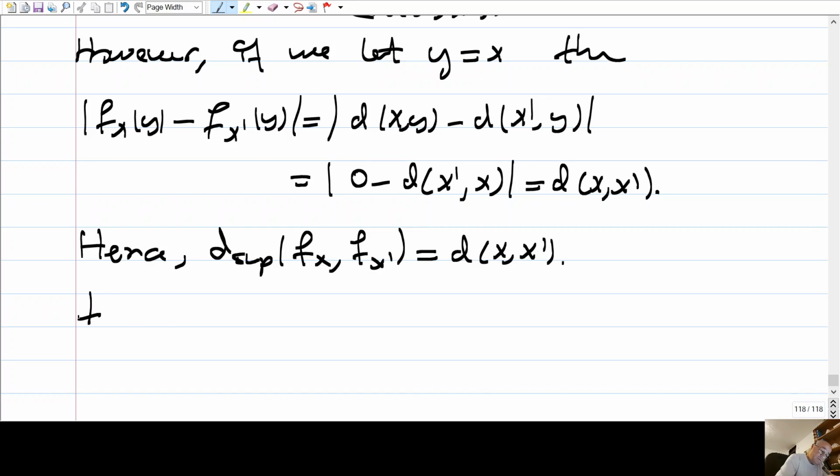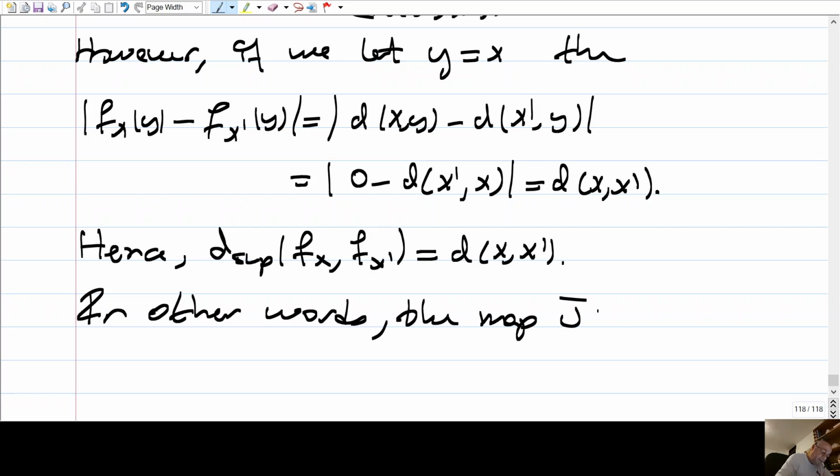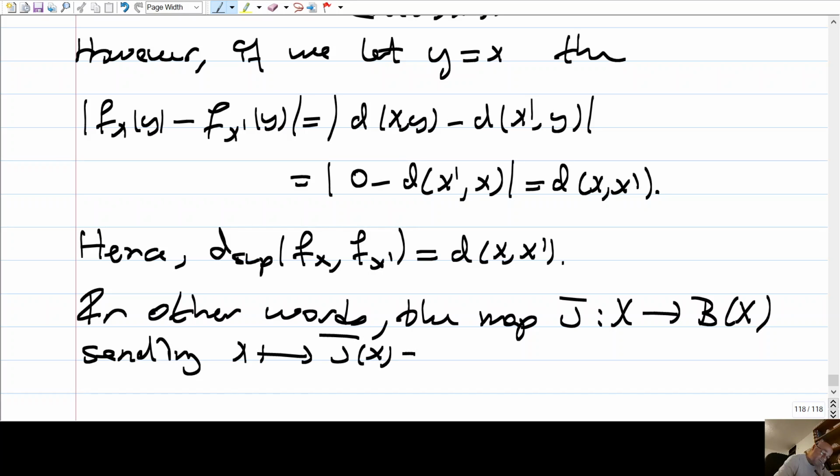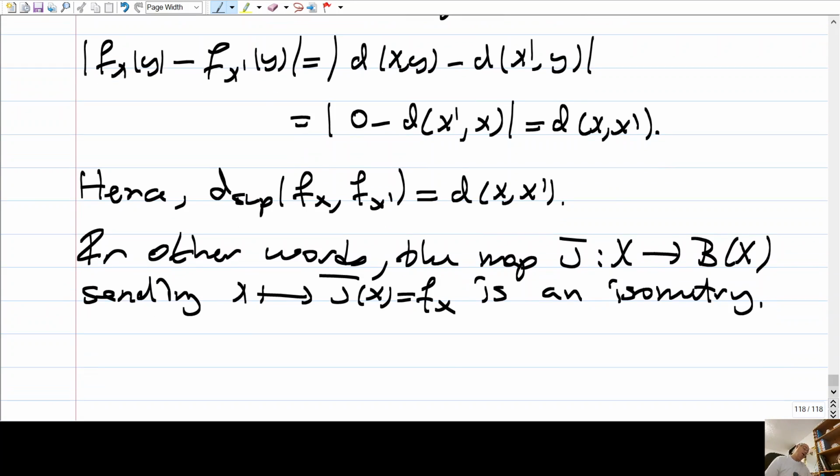So this means, in other words, the map J from x to Bx, sending x to Jx, which is f of x, is an isometry, because the distance between two points is equal to the distance between the images of these points. So this is an isometry.